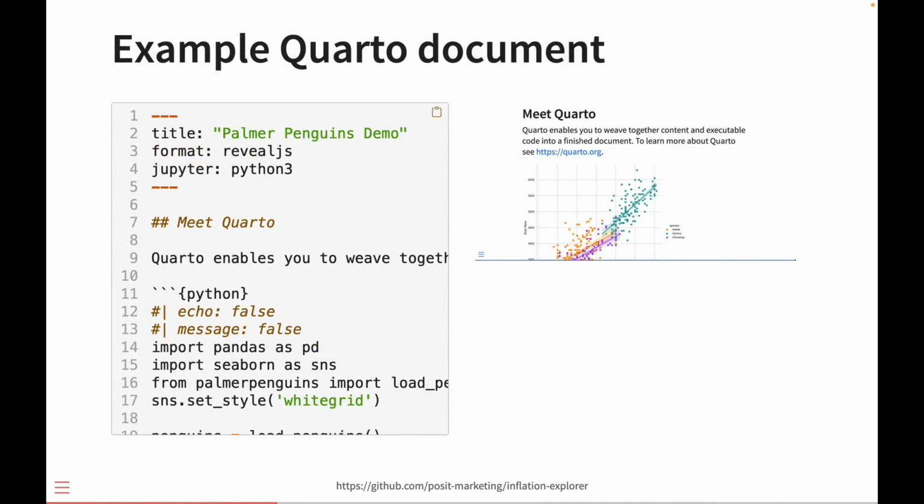Here's another Quarto document where instead of format HTML, we have format reveal.js. And changing just the format without changing the actual content of the document gives us another output, but with the same information, the presentation on the right.